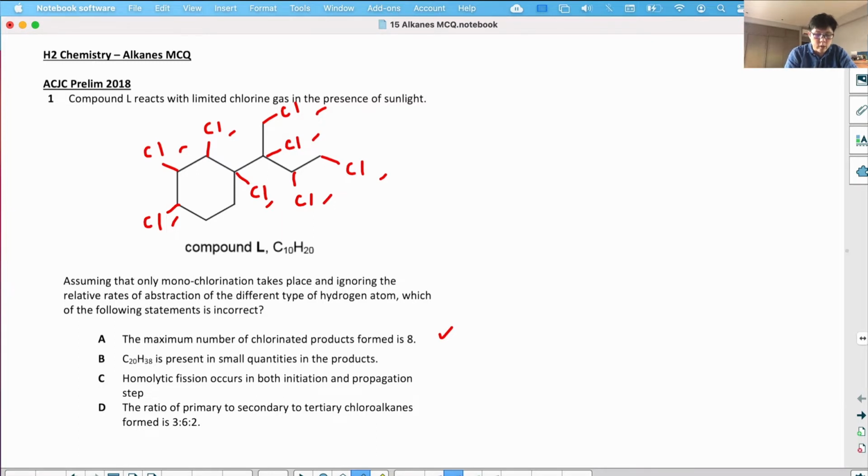The next one: C20H38 is present in small quantities. When they say small quantities, it means it's found in trace amounts, and if it's found in trace amounts, it's only found in the termination step. In the propagation step, we know that C10H20 will react with a chlorine radical, Cl dot, and you form a C10H19 radical plus HCl.